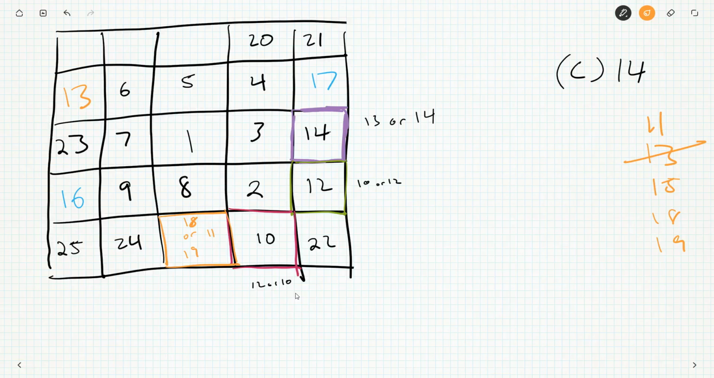10 and 5, too far away. 9 and 6, too far away from each other. 8 and 7, too far away from each other. So it's really got to be 11 and 4. So we've got to fill it out this way. So now 11's off the docket here.